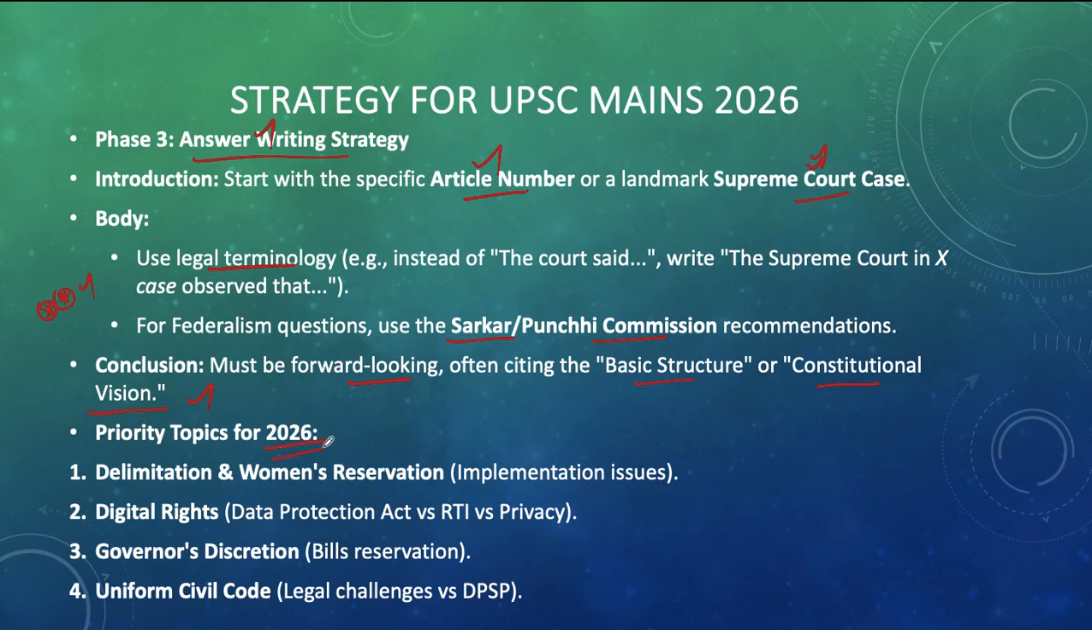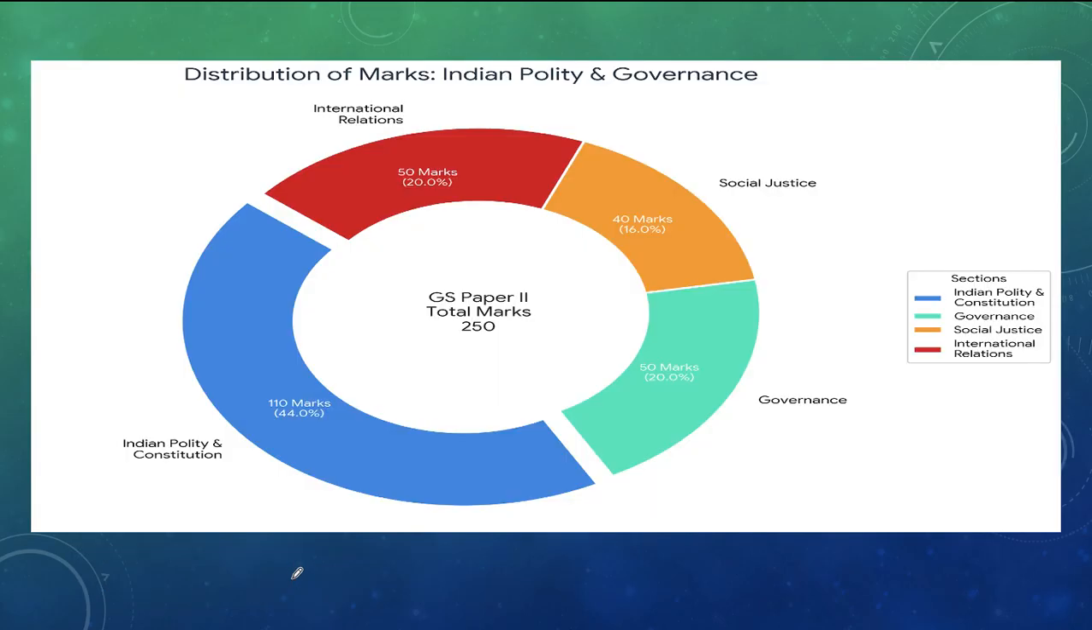And the priority topics for the coming year: try to have good preparation on delimitation and women's reservation, where the question is long pending and it is expected in the coming year. Digital rights, you need to prepare the Data Protection Act versus right to privacy. The Governor's discussion is again going to be important, and the UCC. So try to prepare on all these topics.